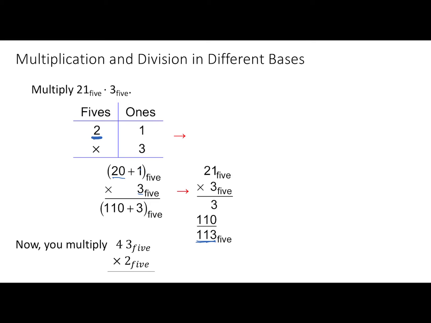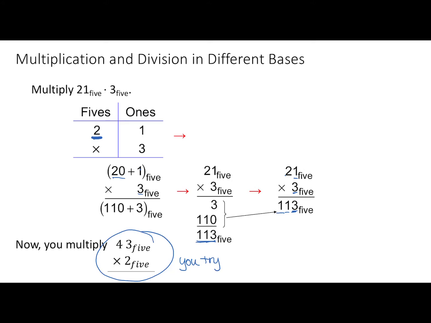Okay, so again, this is our expanded algorithm that you have on the screen. And that leads us to our standard algorithm. So here we multiply 3 times 1 to get the 3, and then 3 times 2 to get the 1, 1 here. All right, I'm going to leave you to try this one: 4, 3 base 5 times 2 base 5. If you have trouble, please send me an email for help.